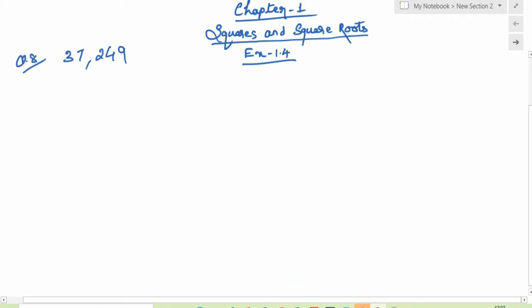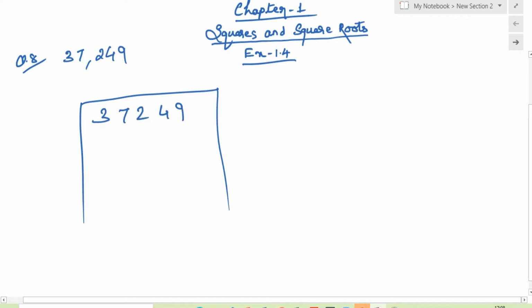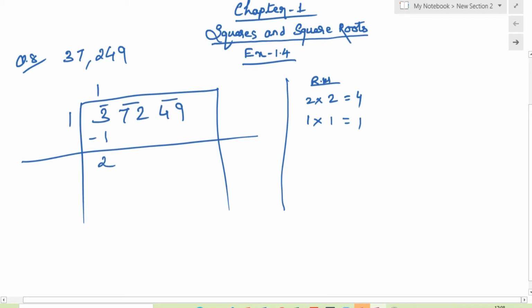147. Next question is 37,249. Again we will keep it inside the box, that is 37,249. Again we will take the pairing from the right side, 49 one pairing, 72 one pairing, and 3 will be alone. Again we can go ahead with the rough work, that is 2 2s are 4 is much higher than 3, so we'll go ahead with 1 1s are 1, and 3 minus 1 is 2, 72 will go down.